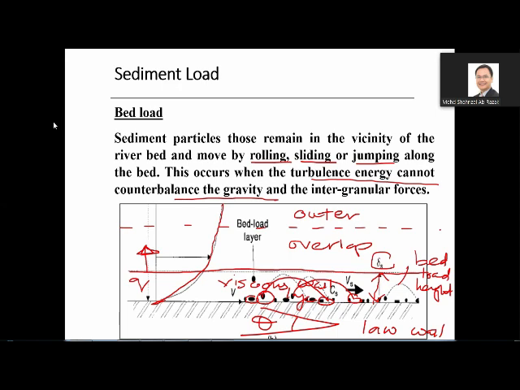And he says that the jumping distance is about 100 times the diameter of the particles. So every 100 meters, then they jump. Okay, that is what the theory says about this bed load.